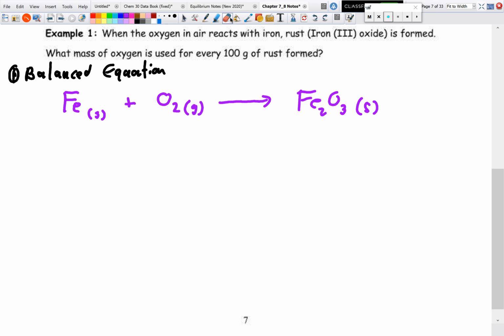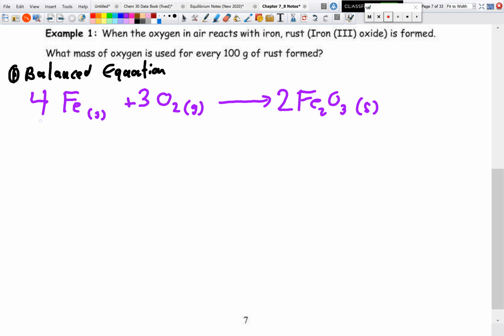Now in order to balance it, of course, we look right here, oxygen kind of screams at me a little bit right here because we have 2 and 3. Obviously, we need to find a lowest common multiple between those, which is going to be 6. So that means we have to multiply rust by 2, multiply oxygen by 3, and then in order to balance out the irons, we have to have that 1 in 4. So now we have our balanced chemical equation.